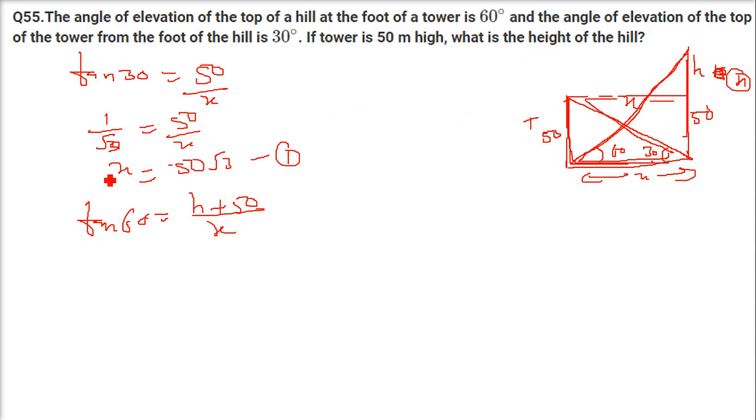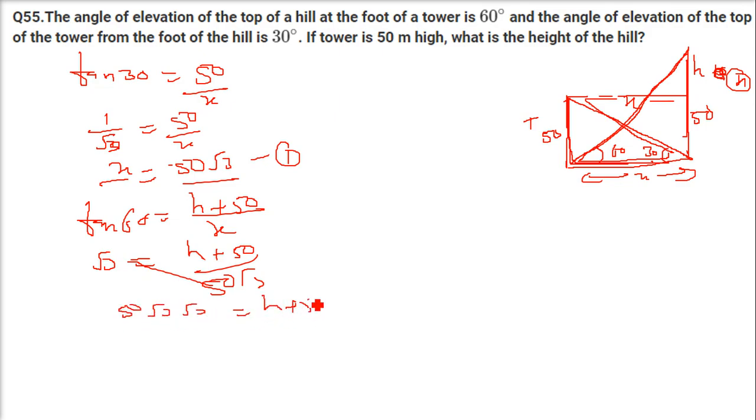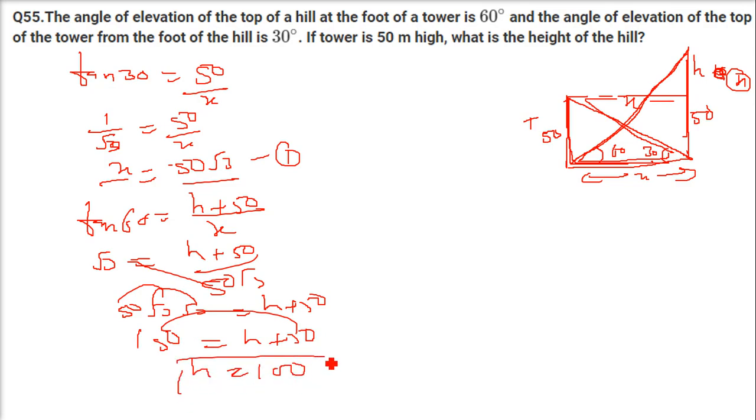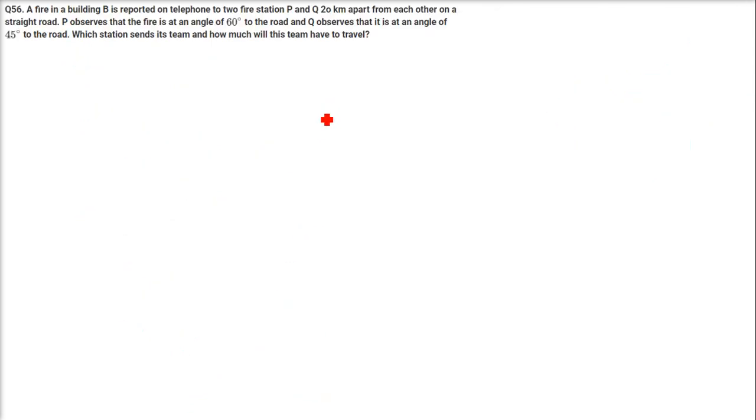Because we have to find the height of the tower, we are going to eliminate this x. Tan 60 is root 3, h plus 50, and x we will write as 50 root 3. Multiply it here. So this will be equal to 50 root 3 into root 3, which is 50 into 3, equal to h plus 50. 3 into 50 is 150. Bring it here. h will be equal to 100. This is your answer.